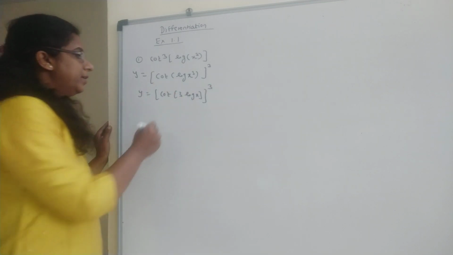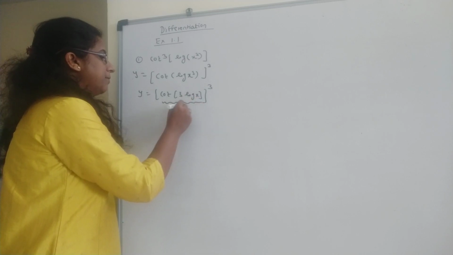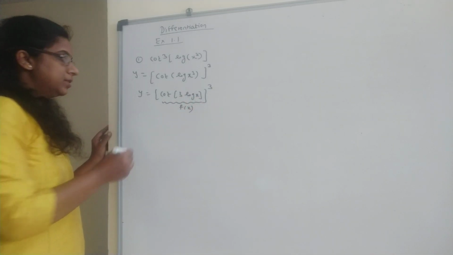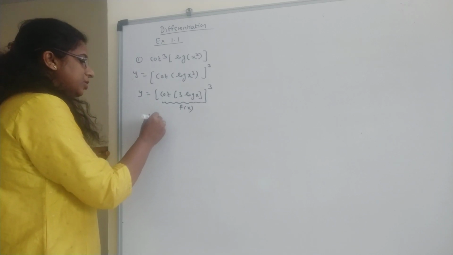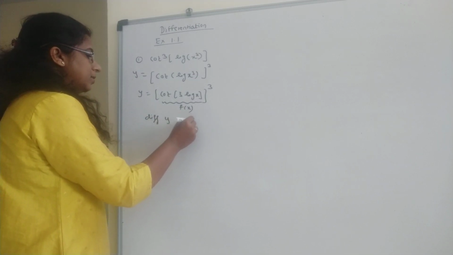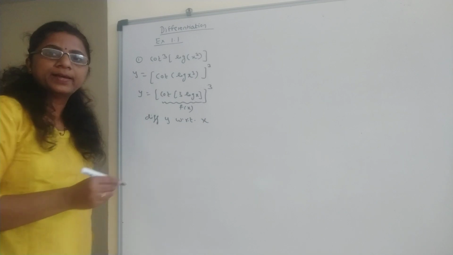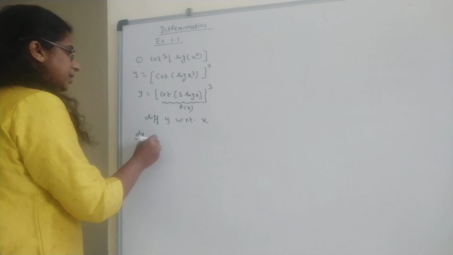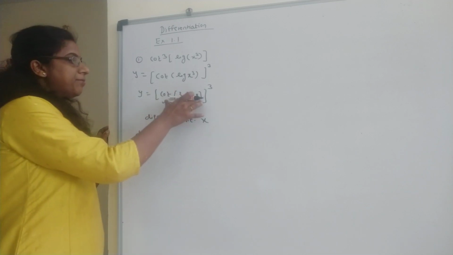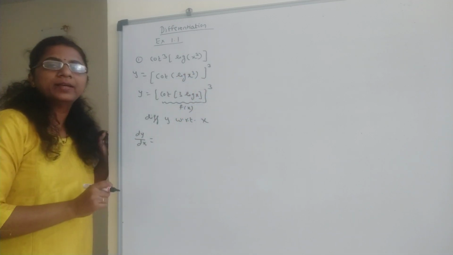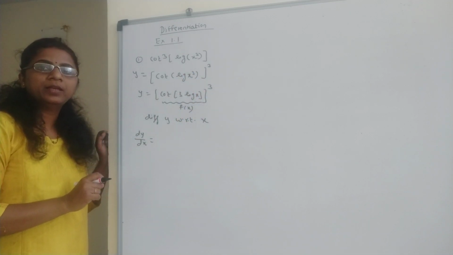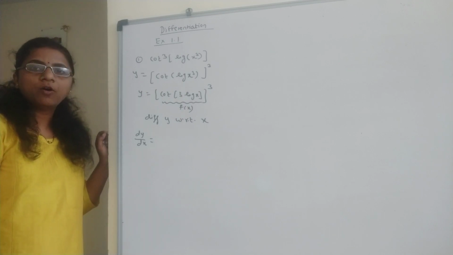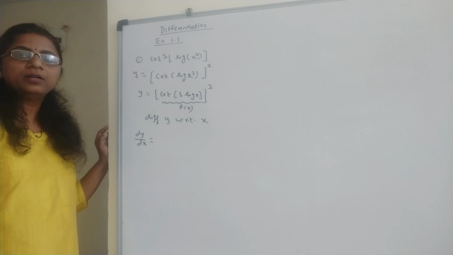Now we'll consider the inner function as f(x). And now we'll differentiate this function y with respect to x. So dy by dx is, now in this case which formula? f(x) raised to n. What is the derivative of f(x) raised to n? It is n f(x) raised to n minus 1 multiplied by always the derivative of the inner function.